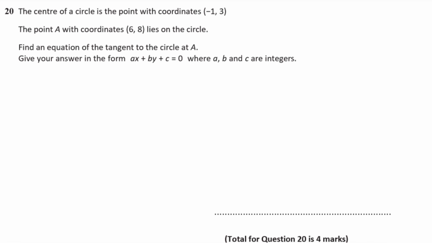Question 20, the center of a circle is the point with coordinates minus 1, 3. The point A with the coordinate 6, 8 lies on the circle. Find the equation of the tangent to the circle at A. Give your answer in the form ax plus by plus c is equal to 0, where a, b, and c are integers. Now, this is a very wordy question, and you know, I have no idea what's going on right now. I need a picture.